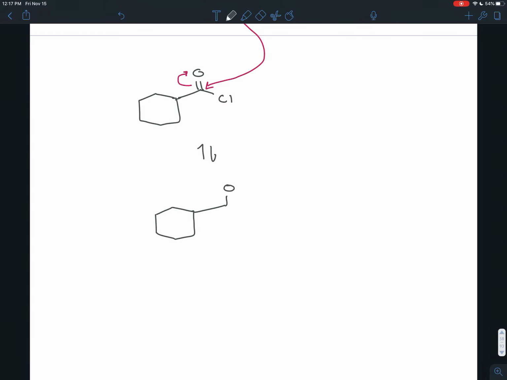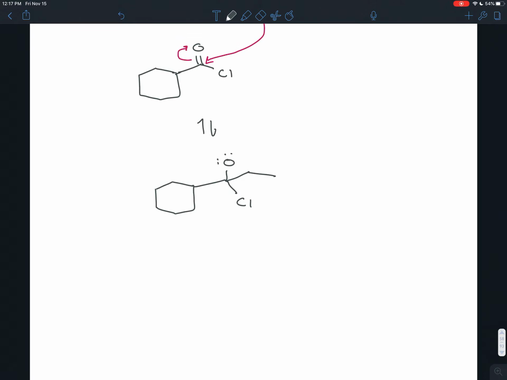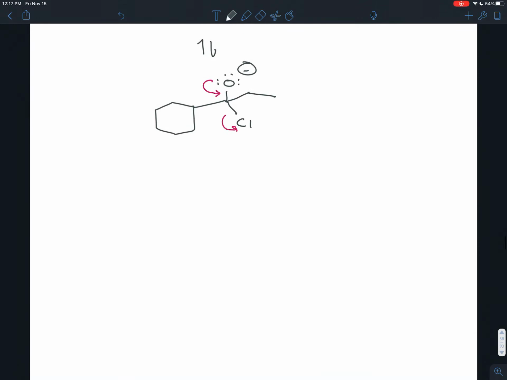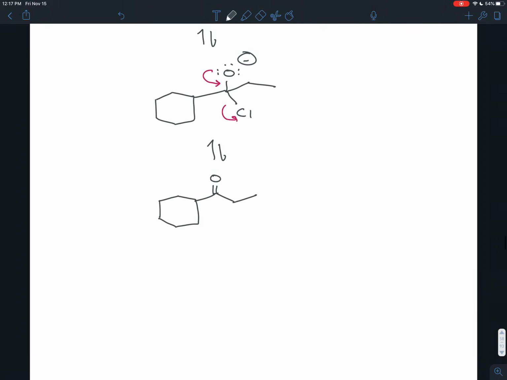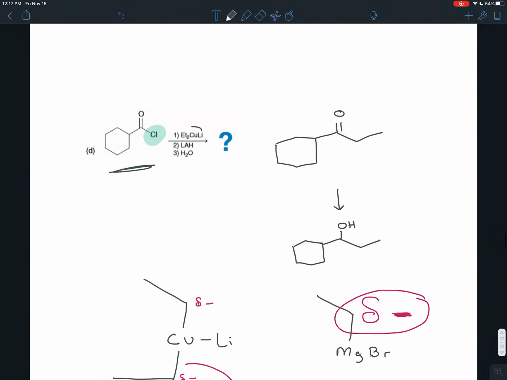So the oxygen going up, now we have this ethyl group, and we have the chlorine still. Now that oxygen has a full negative charge flapping in the wind, very unstable. To stabilize itself, it snaps back down and kicks the leaving group, the chlorine, off. So what we end up with after reacting our acid chloride substrate with the Gilman reagent is this ketone here. So that's the first step.